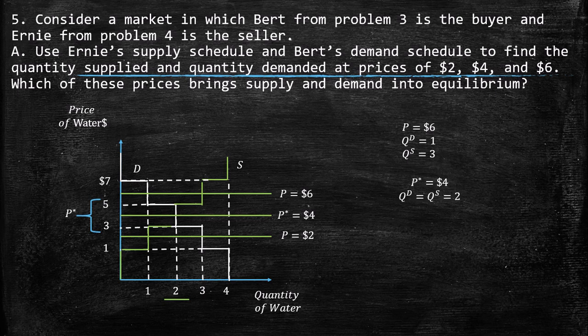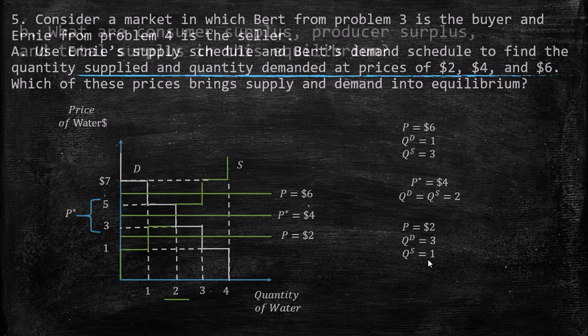On the other side, we have the price equal to 4, which is the equilibrium. Why? Because the quantity demanded is exactly the same as the quantity supplied. And the last one is the price equal to 2, where the quantity demanded is equal to 3 and the quantity supplied is equal to 1. So this is going to be an excess of demand. It's called a shortage because the demand is higher than the supply.